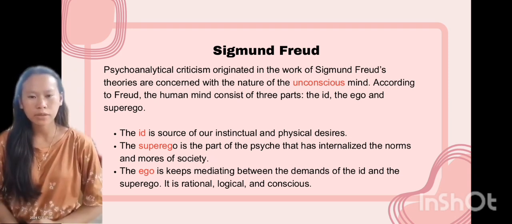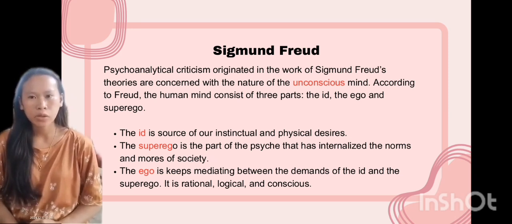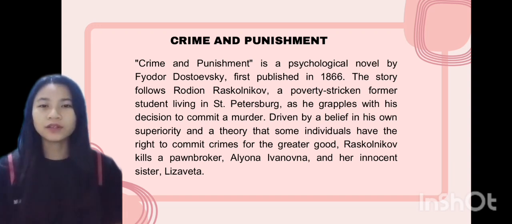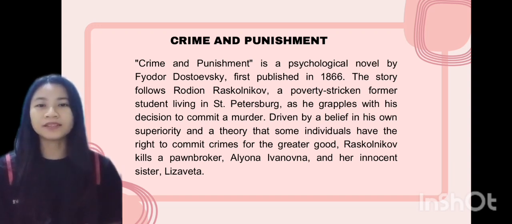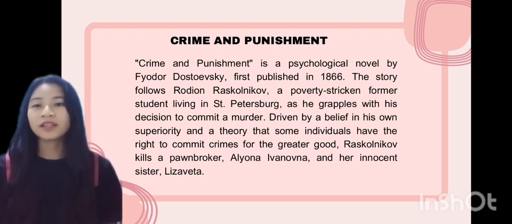The last one is the superego. The superego represents the internalized moral standards and ideals, often derived from societal, cultural, and familial influences. In literary criticism, the superego is seen in characters' adherence to moral codes and the internal conflicts that arise from their ethical beliefs.